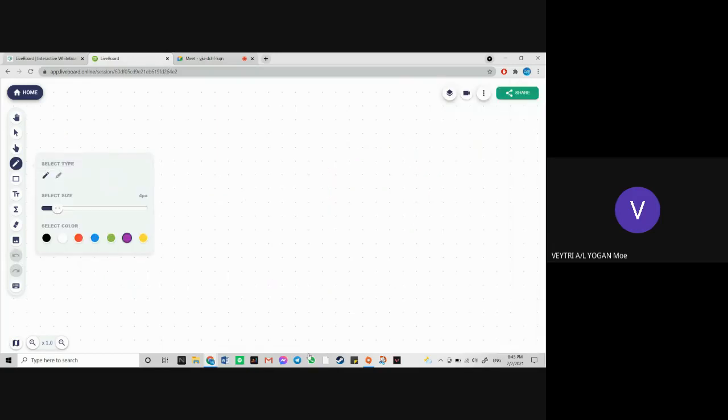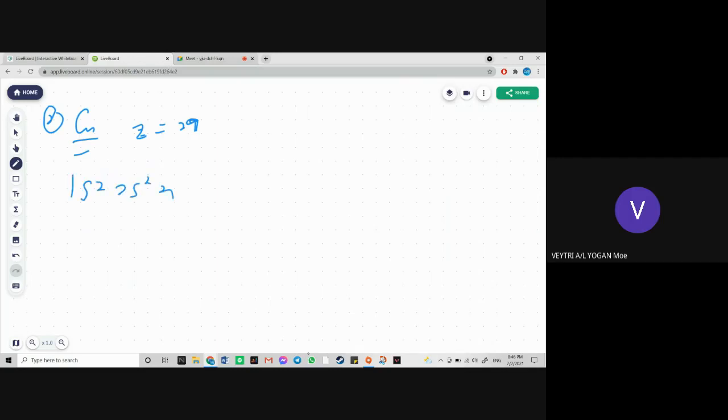Anomalous case number 2 would be for copper, Cu, with proton number of 29. Okay, the actual electronic configuration is 1s2, 2s2, 2p6, 3s2, 3p6, 3d10, 4s2. Okay, sorry, 4s1, my bad. It will be 4s1. Okay, now let's draw the orbital diagram first.